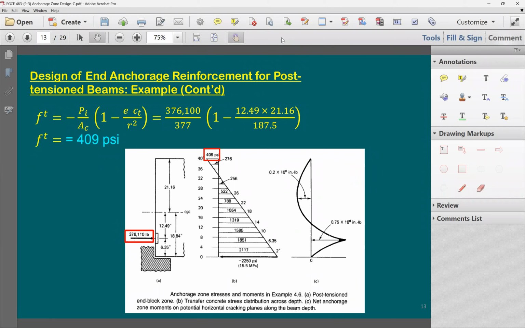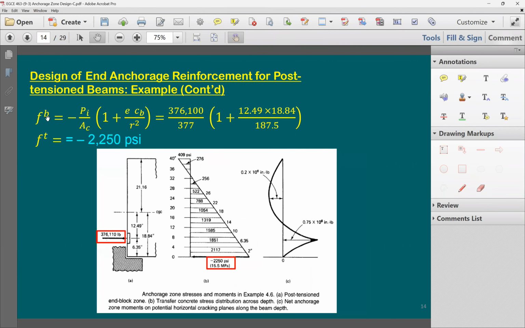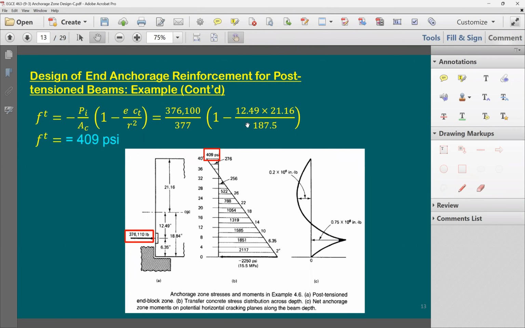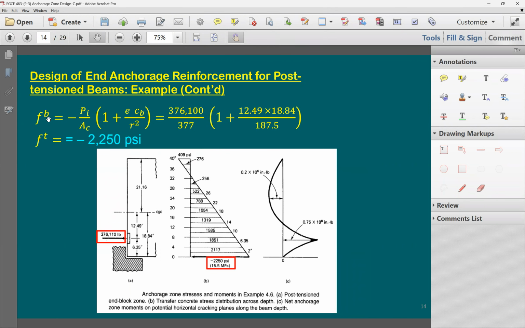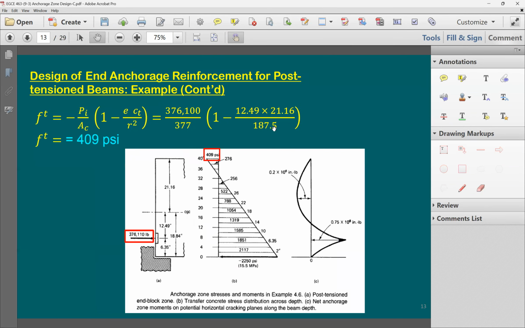Okay. How about the bottom stress? Let me figure this out. We can use the equation for the bottom stress. Very similar equation. I guess you guys are now masters of these equations. We have total Pi divided by AC, 1 plus. Here it was 1 minus, now 1 plus. Eccentricity 12.49, c to the bottom, the 18.84, divided by r squared. I'm getting here negative 2250 psi. Look at this. So with that, I was able to find out the stress distribution. From the top it's going to be 409, and the bottom is going to be 2250.